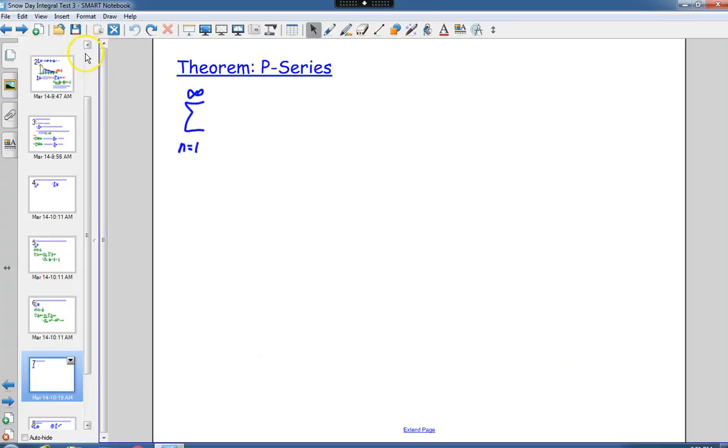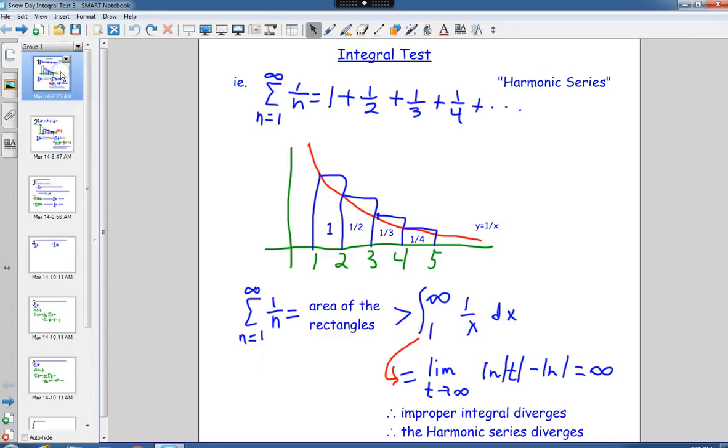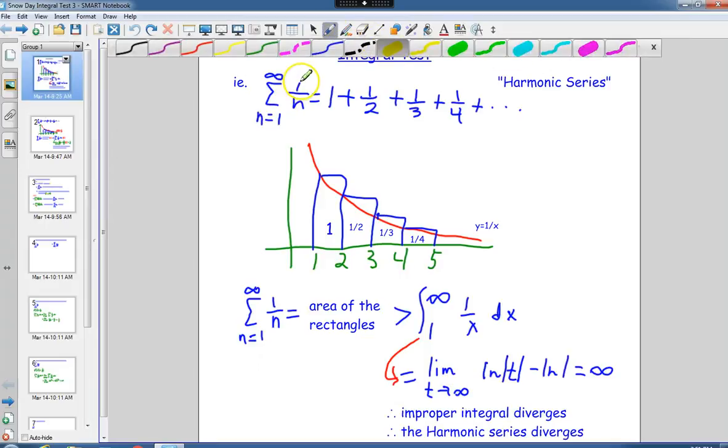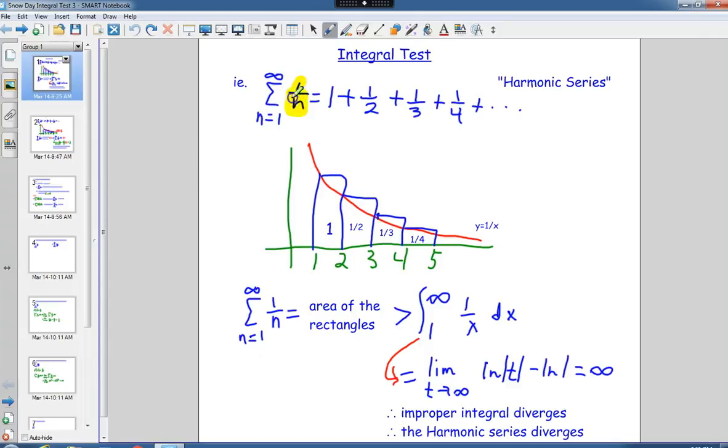To introduce this particular series, I'd like to refer back to some of the series you looked at with the integral test, because essentially those all were p-series. The first of those series was our harmonic series. If you notice there, the general term was in the form of 1 over n. That is our harmonic series, and the harmonic series we know diverges.